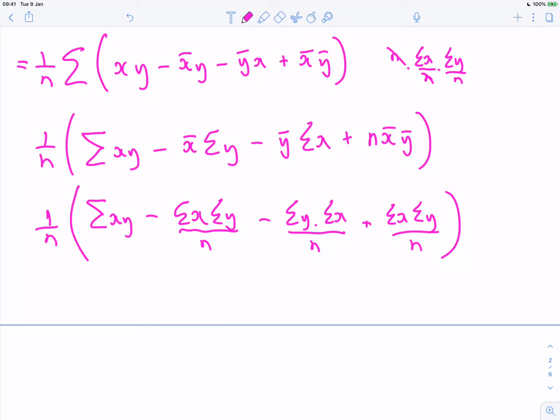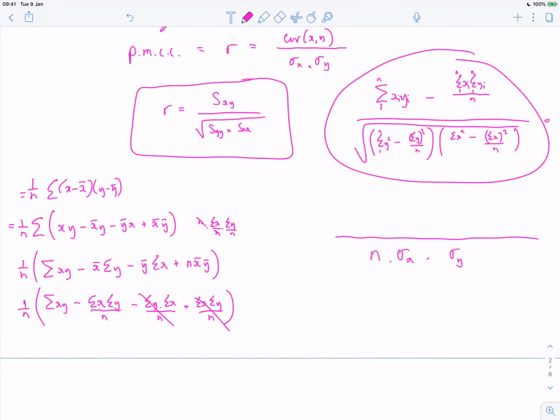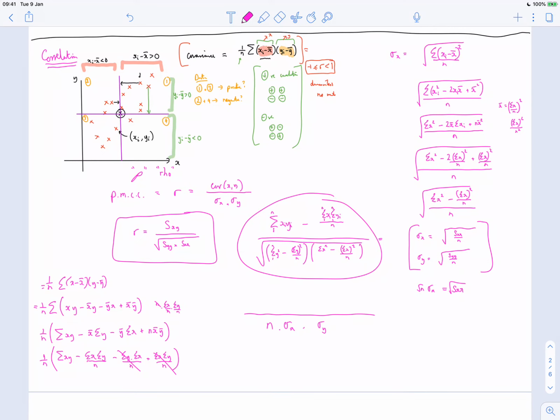So what's going to happen here? That and that cancel, so we're left with this. Covariance is this, but then what I've actually got on the top, this thing, is actually this. So I've actually got n times the covariance of x and y on the top. The n's cancel, and I do indeed have the covariance of xy over sigma x, sigma y. So it did actually work out in the end.